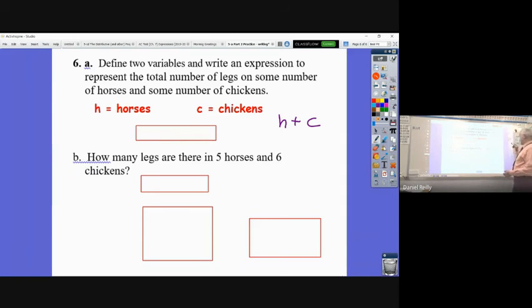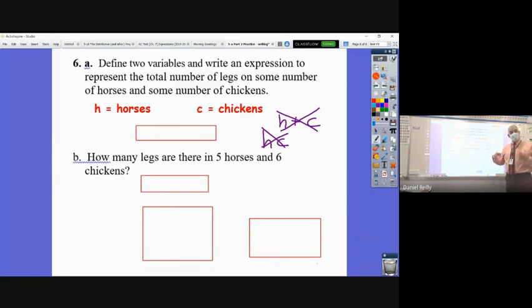Okay, so let's try again with the expression. H times C. Whoops. Okay, so now if I have 3 horses and 2 chickens, and you multiply these two things together, I have 6 legs. Now, multiplying the number of horses times the number of chickens is not going to help me know how many legs there are. How many legs does a horse have?